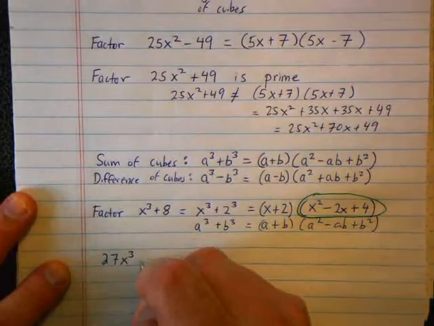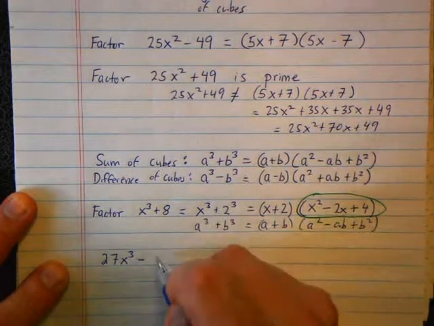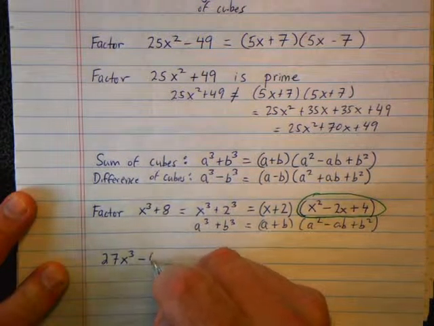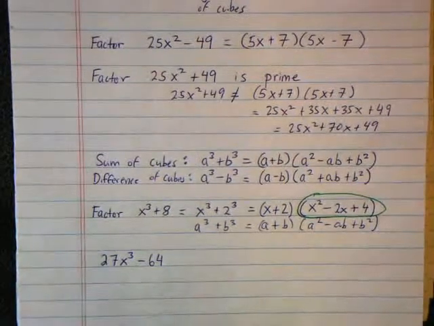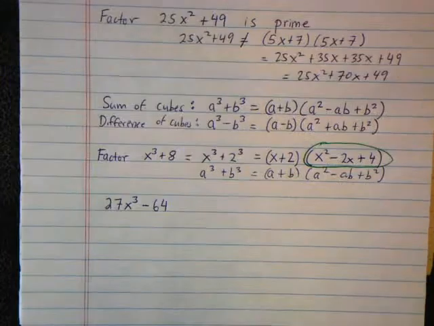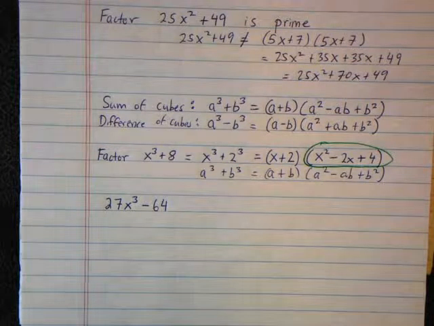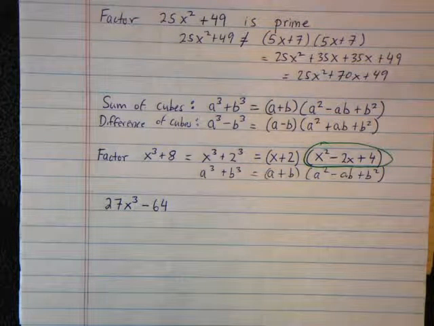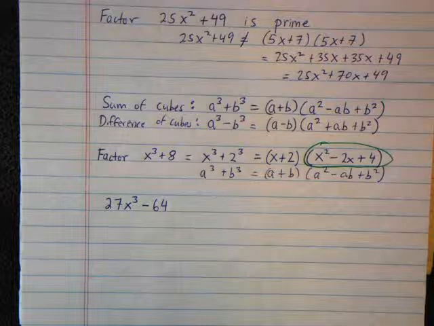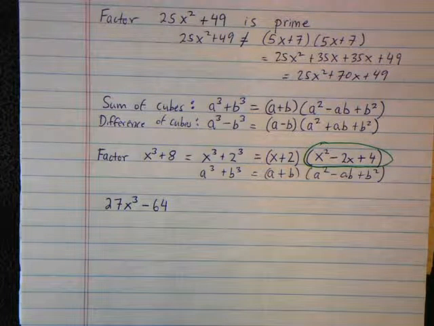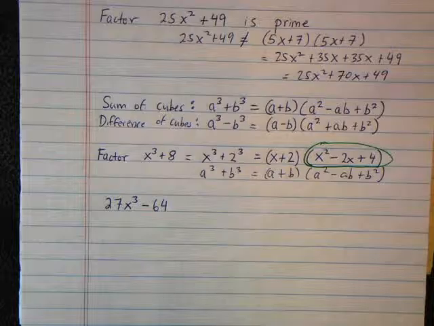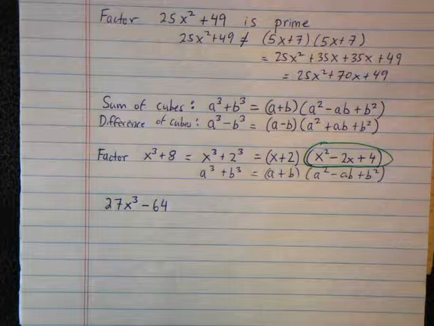27x cubed minus 64? Once again, I look at that and I look for a GCF. Is there a GCF other than the number 1? No, I don't think so.